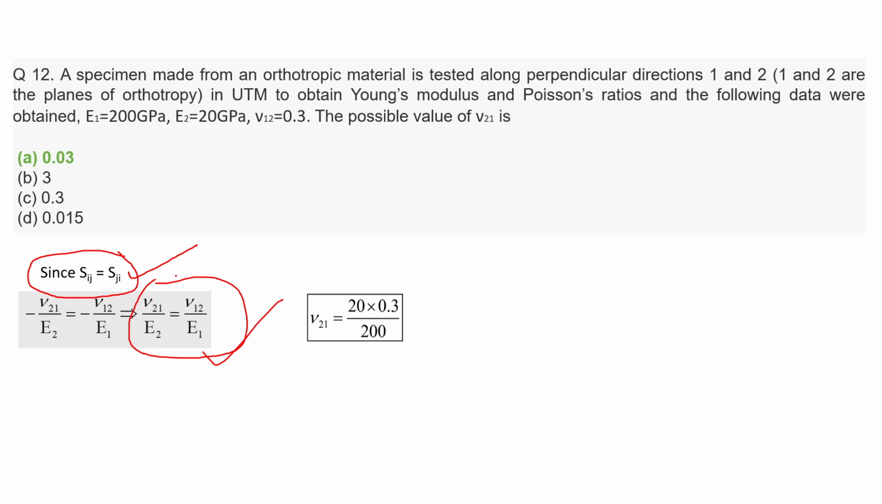Now we are already given the value of E1 as 200 gigapascal, E2 as 20 gigapascal, and mu12 as 0.3. And they are asking for the value of mu21. So putting those values in this equation, we can get the final answer. That will be option A, 0.03. So this is a very simple numerical with one of the relations already shown in the class by Sir.